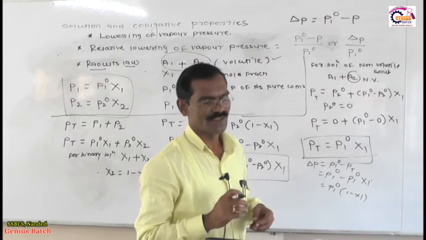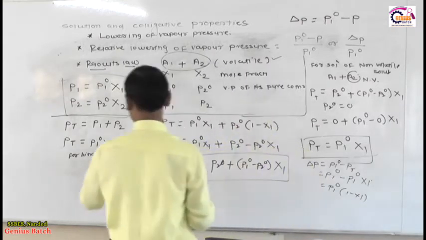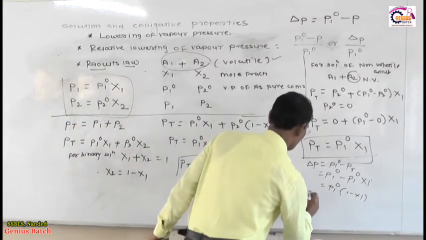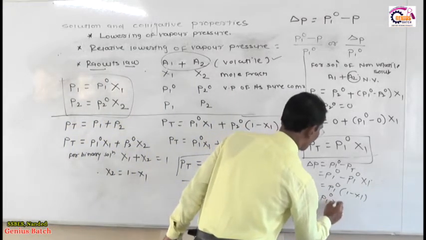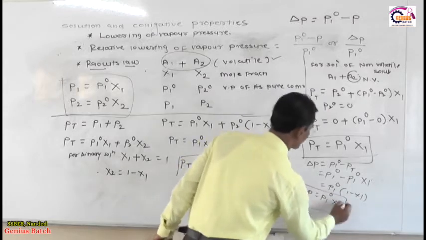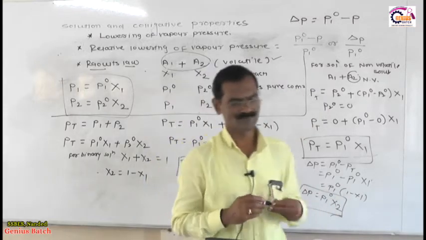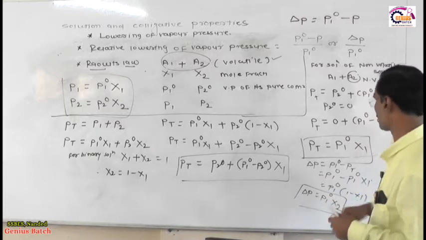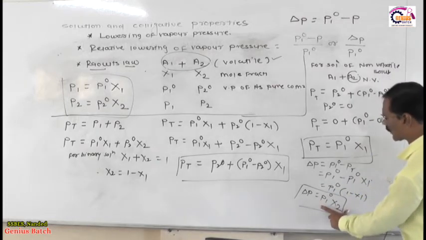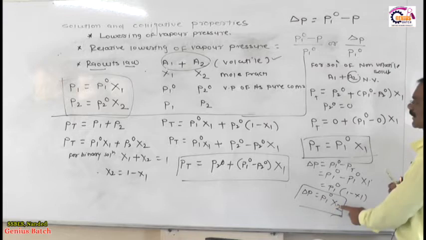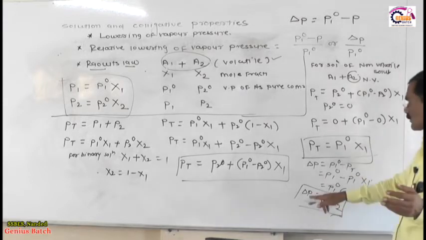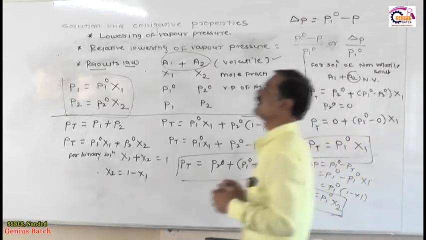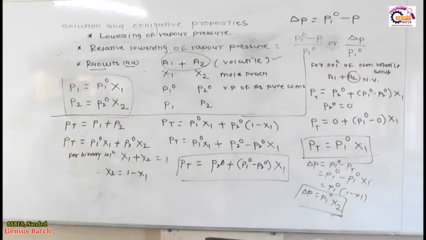Then finally, you know very well that 1 minus x1 means x2. Therefore delta P is equal to P1⁰ into x2. Keep this relation in your mind also. Whenever the solute is non-volatile, the lowering of vapor pressure is the product of the vapor pressure of the pure component and the mole fraction of the solute. Keep in mind, mole fraction of the solute.